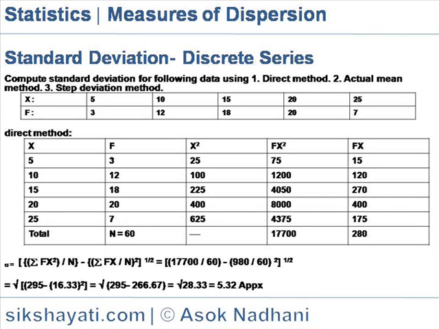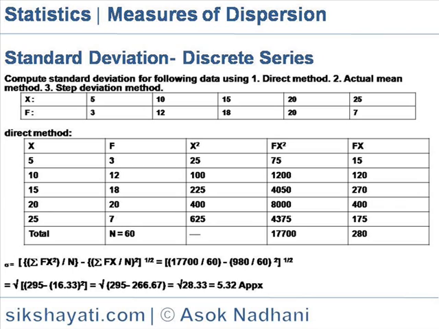column we get the value of x square, fourth column frequency into x square, and the fifth column is frequency into x. So sigma is equal to sigma fx square by n minus sigma fx by n square, to the power half, which means square root.